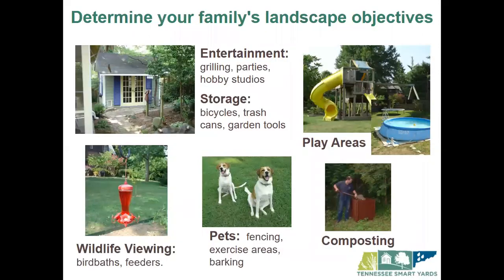So when we determine our family's landscape objectives, are you the kind of person who wants to have parties? Or are you going to be a grilling type person? You want to actually host things? Are you going to have areas in your yard where you want to view wildlife, where you may want to plant some certain plants to draw in birds? You may want to plant plants to draw in hummingbirds, butterflies. A lot of these pollinator plants are becoming really big right now.